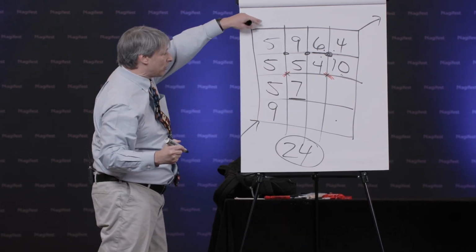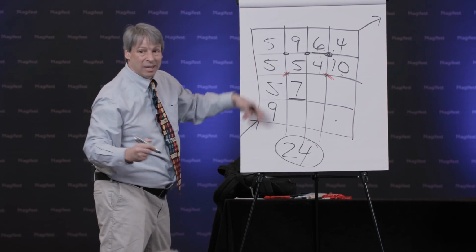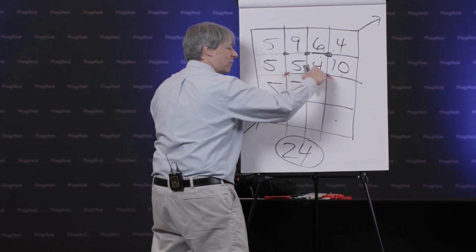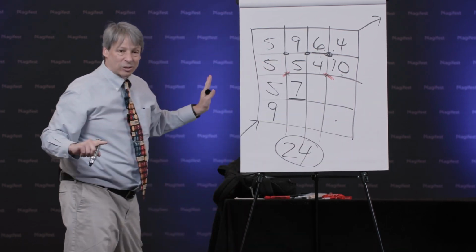In fact, you could check it out. This column, 5, 5, 5, 9, adds up to 24. But I don't even have to do the math. I just slide this 5 down. I could slide that 4 down, and that's going to work.